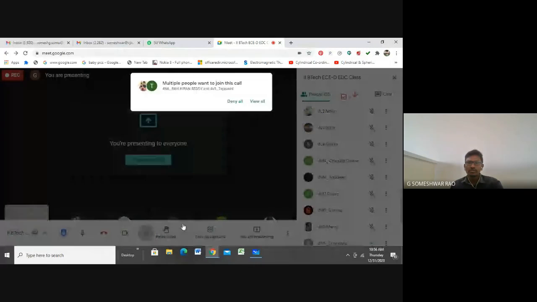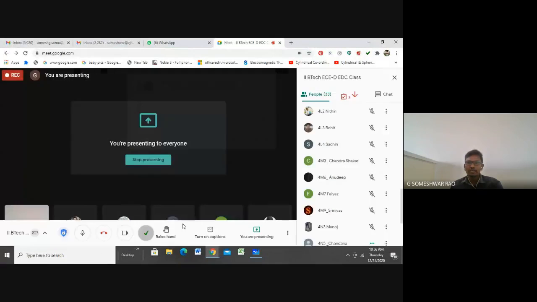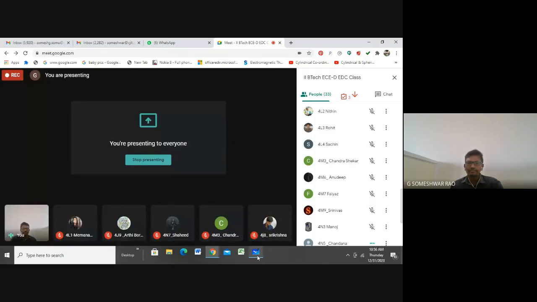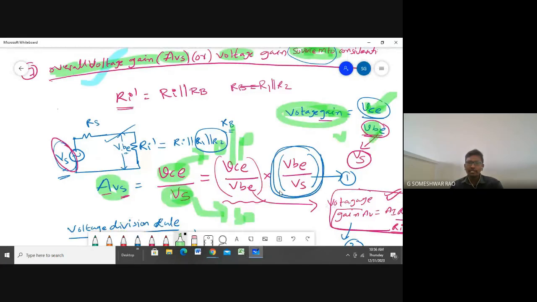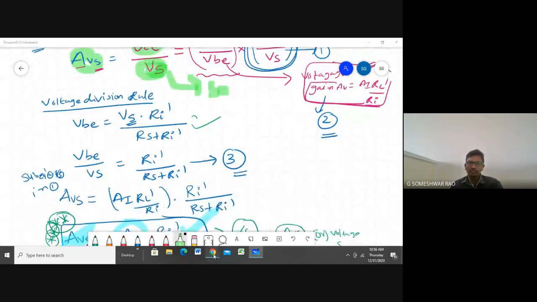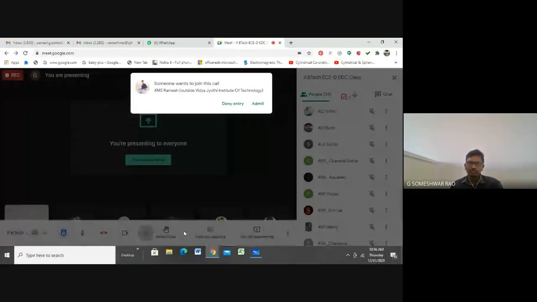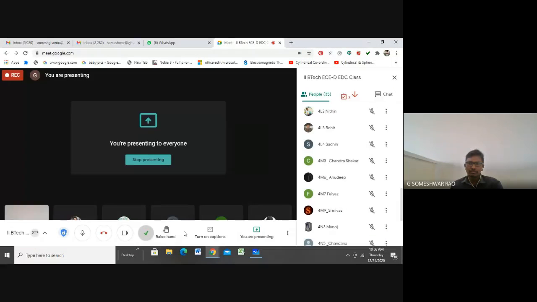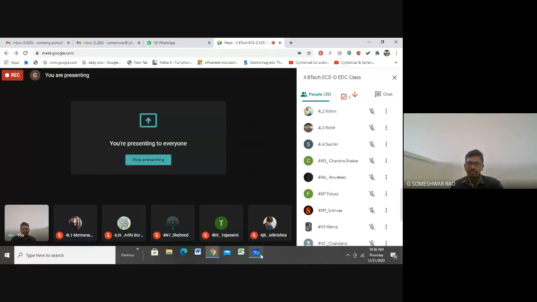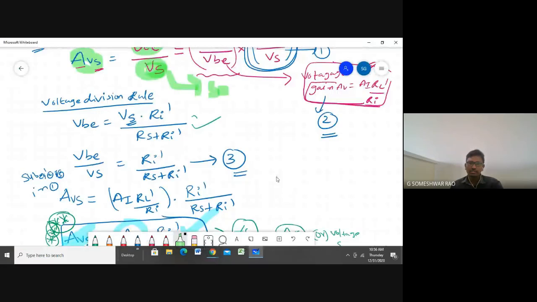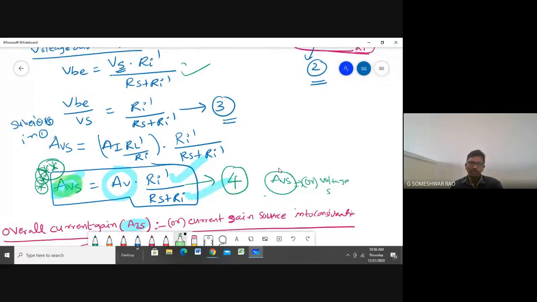So that's what we have seen in last class. We derived the AVS formula, and the final expression for AVS is AV into Ri dash divided by Rs plus Ri. What is Rs then? Can you tell me? What is Rs?